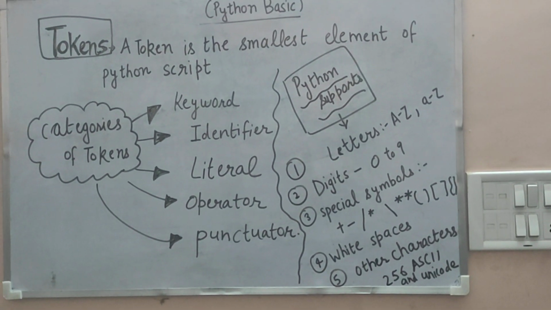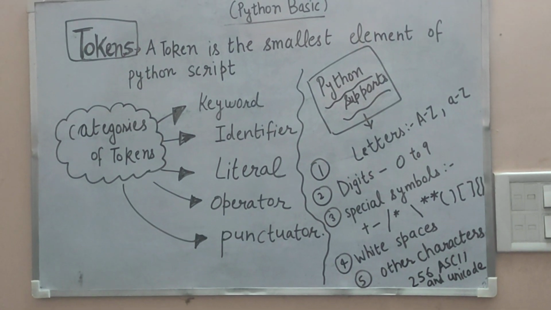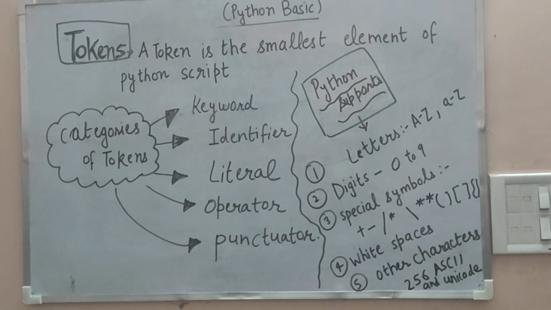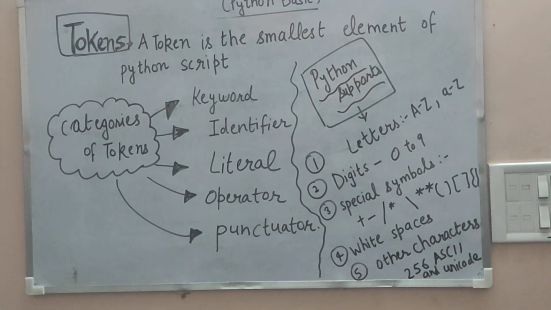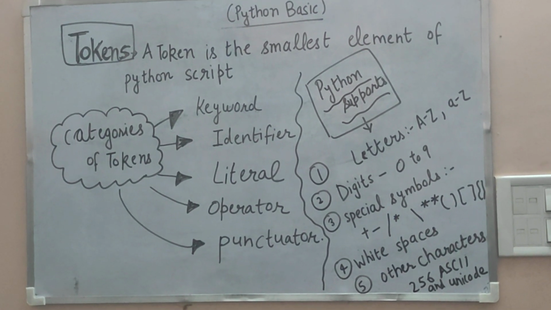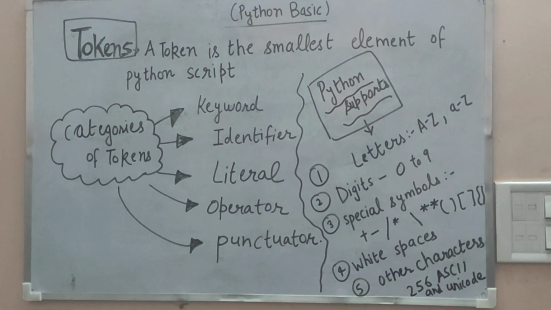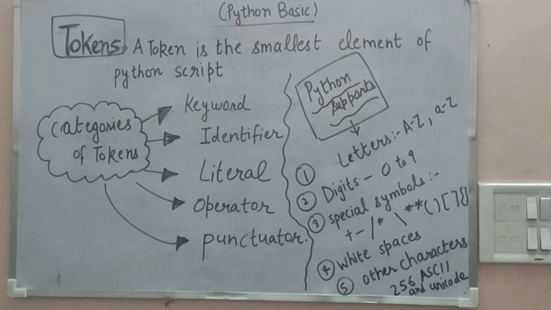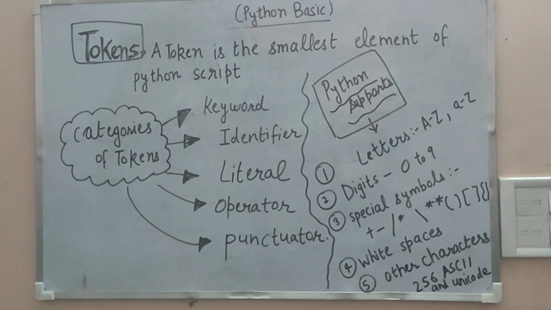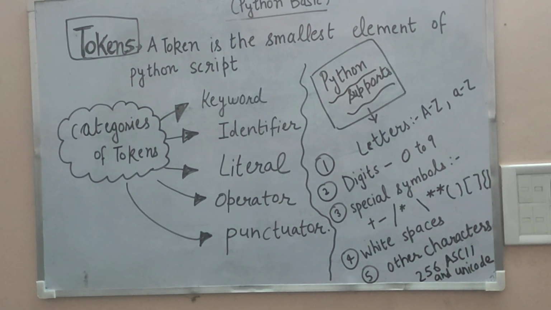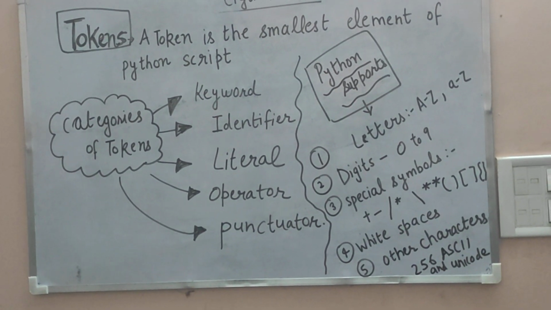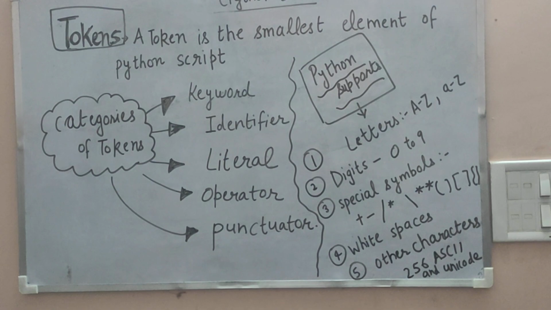If I'm talking about what supports Python the most, that is letters, digits, special symbols, white spaces, other characters. Other characters means ASCII and Unicode. Letters we all know come under capital letters as well as small letters, right? And digits come under 0 to 9. Special symbols are the symbols which we also use in our operators. It can be positive, negative, divide, exponent, multiplication, and other kinds of brackets, right?